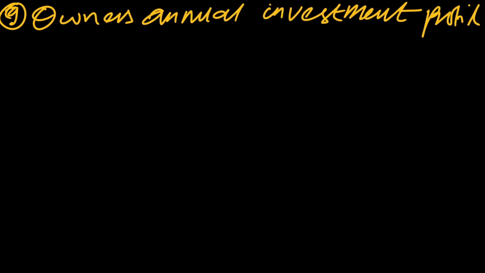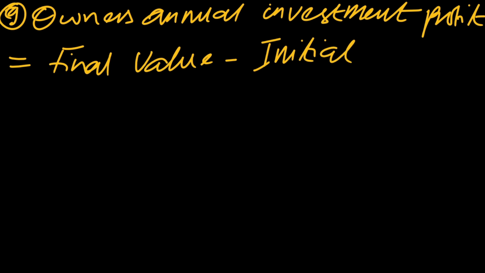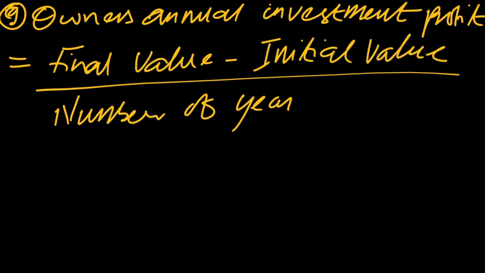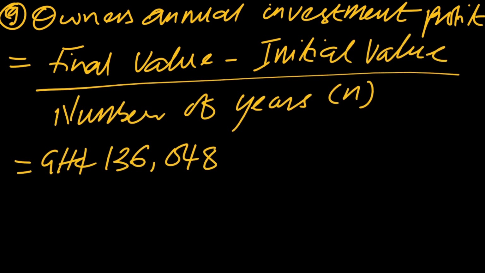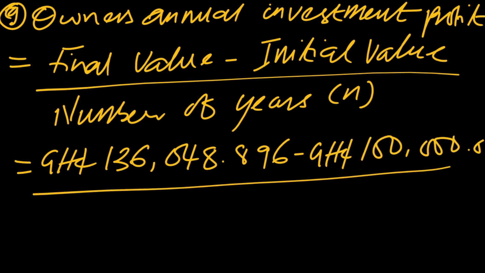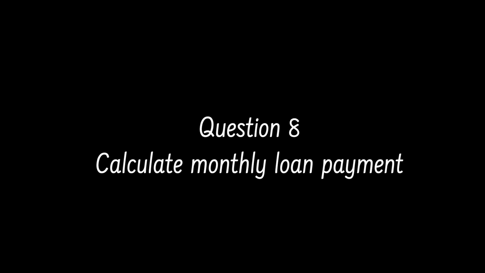Question 7. Calculate the owner's annual investment profit, which is equal to the final value of the investment minus the initial value of the investment, all divided by the number of years. That is 136,048.896 Ghana cedis minus 100,000 divided by 4, and the answer is equal to 9,012.224 Ghana cedis.